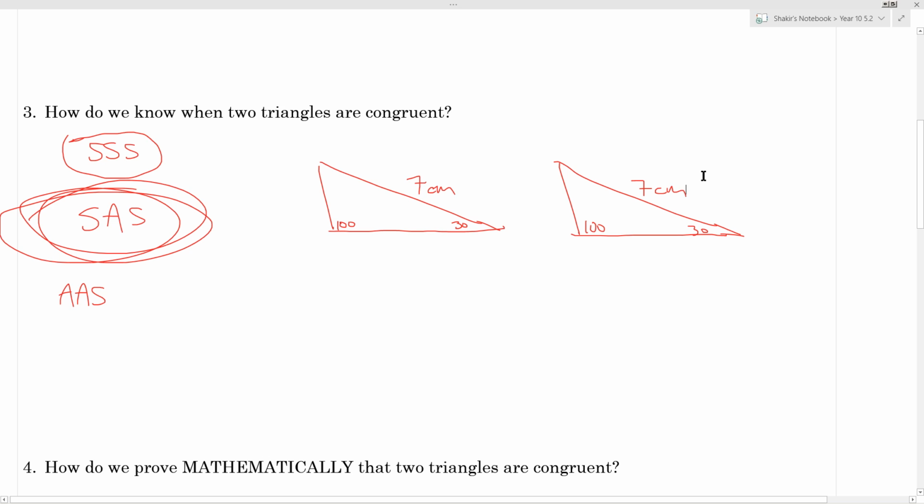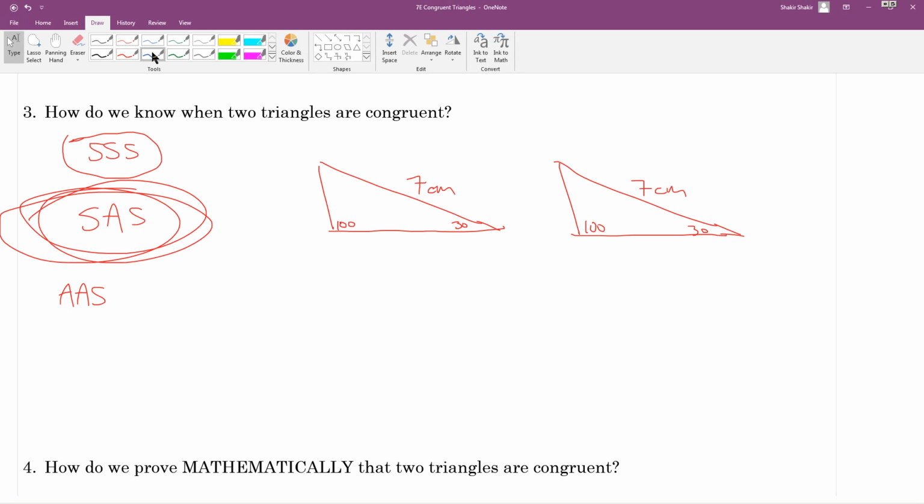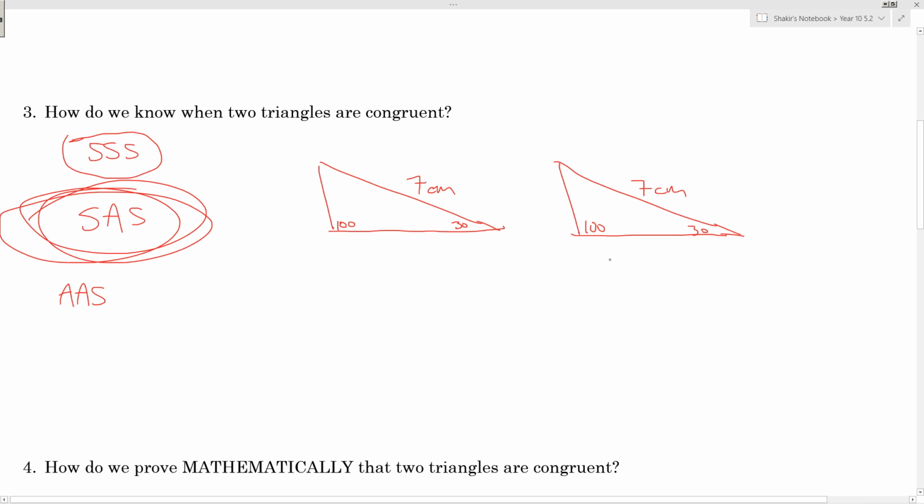Now, it's worth noting here that as soon as you have 2 angles in a triangle, you automatically know the third one as well, because all of the angles sum up to 180. If that's 100 and that's 30, this has to be 50, because they all have to add up to 180. So really, you know your angles, and then you have a side as well. So if all the angles are equal, and a corresponding side is also equal, then yeah, those 2 triangles will be congruent.